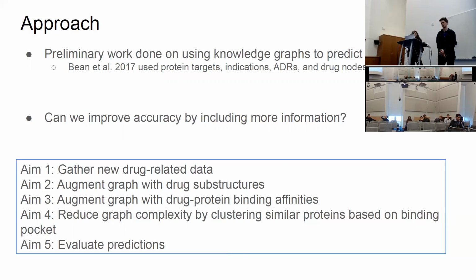Our five aims were: first, to gather new drug-related information. Second, to augment the existing knowledge graph to include drug substructure information. Third, to augment the graph to include drug protein binding affinities as weights on edges. The fourth was to reduce the graph complexity by clustering similar proteins based on binding pockets, because we anticipated that these additions would create a much more dense and highly connected graph. And our fifth aim is to evaluate these predictions with reference to the original paper.